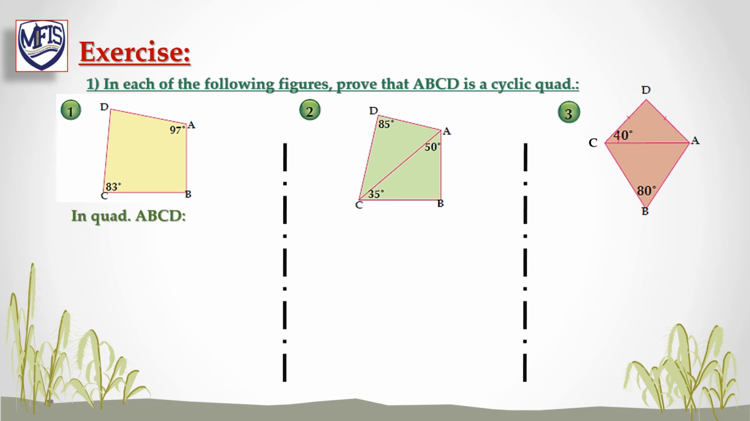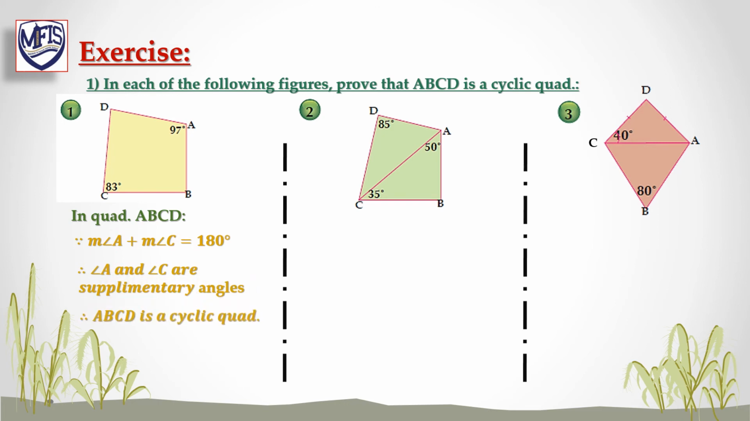In quadrilateral ABCD, since measure angle A plus measure angle C equals 180, because 97 plus 83 equals 180, therefore angle A and angle C are supplementary angles. That means quadrilateral ABCD is a cyclic quad.